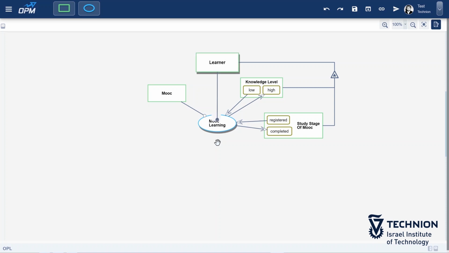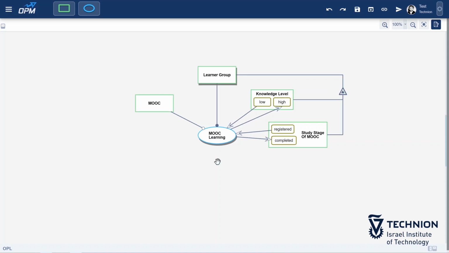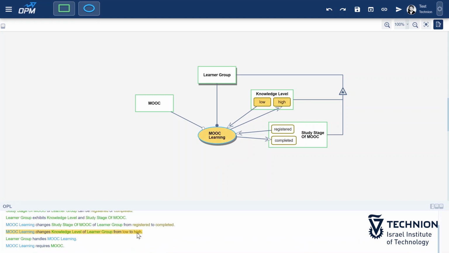Yes! But more importantly, you're also a transformee of MOOC learning, as your knowledge level of model-based systems engineering with OPM hopefully increases. Back to our learning system, its purpose is expressed by the OPL sentence MOOC learning changes knowledge level of learner group from low to high. The function of the system is expressed by the sentence MOOC learning changes study stage of MOOC of student group from registered to completed.